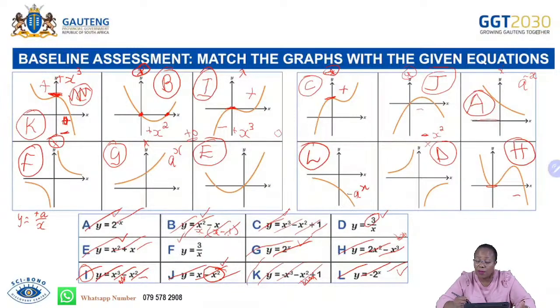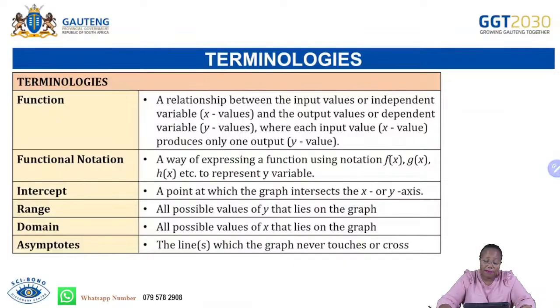I hope this warm-up activity now clarifies some confusion for you. And then we are going to use these terminologies now. A function means a relationship between the input values or independent values. That means you are talking x values. When you talk about the output, we talk about the output value or dependent value. That means the y value. Where each input value, that means your x value, produces one y value.